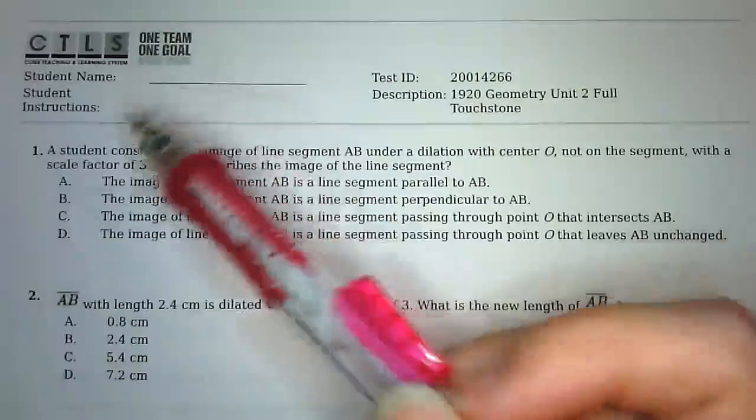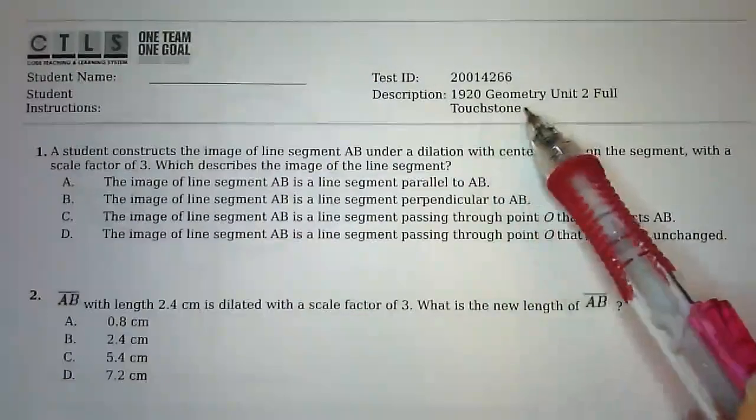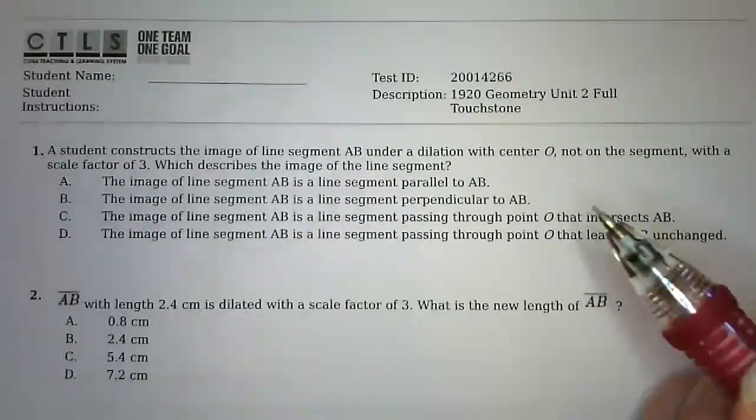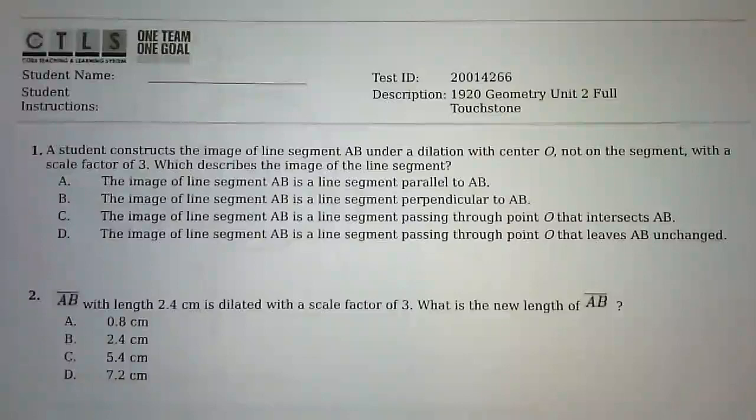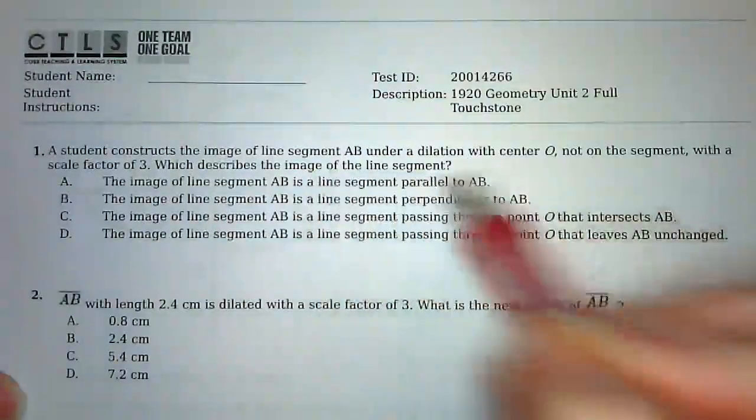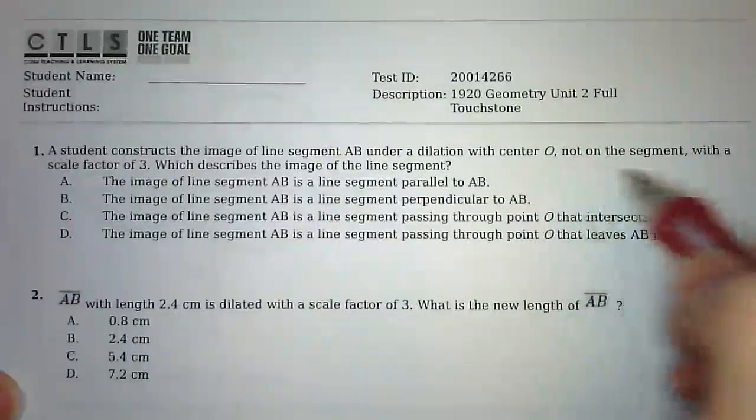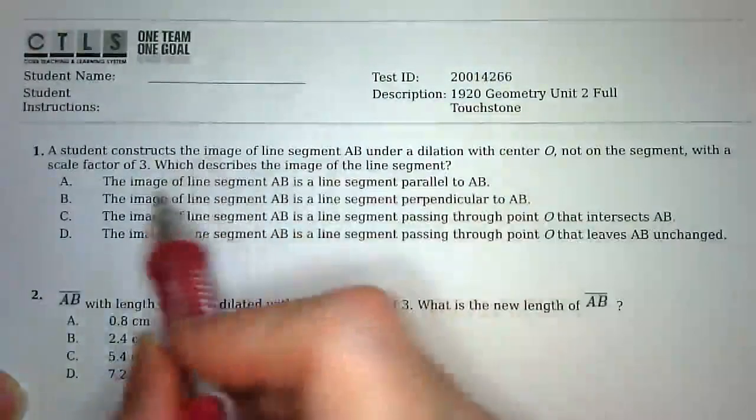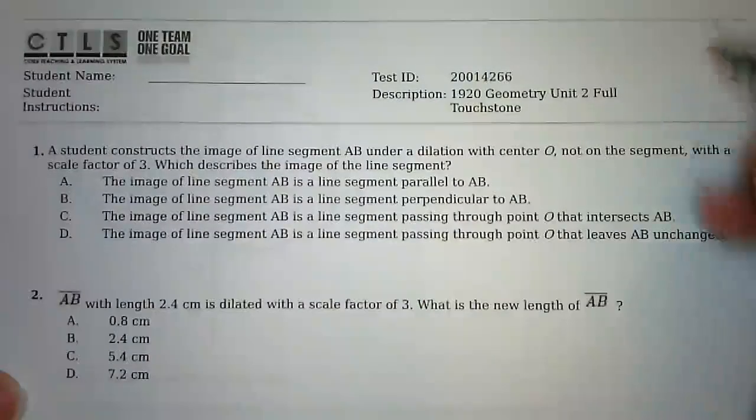In this video, I'm going to work through the Unit 2 touchstone from CTLS so that you can see how each question should have been worked out. All right, first one: student constructs an image with dilating, center is O, scale factor is 3. So what is going to describe the image?